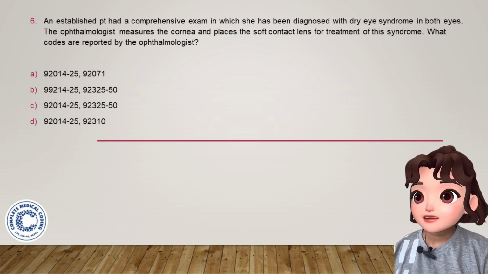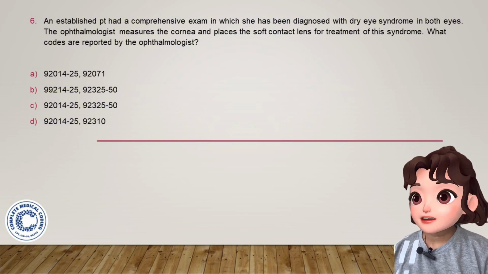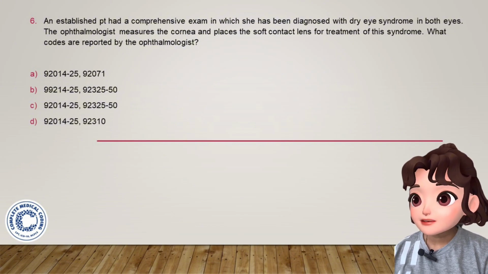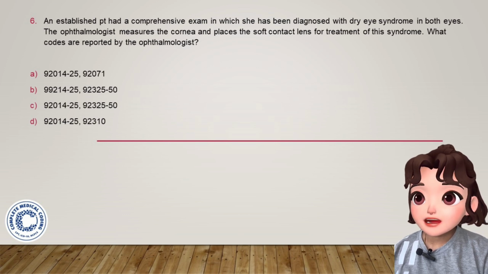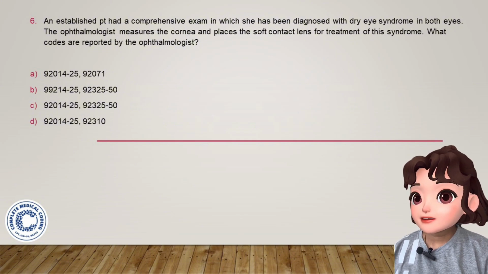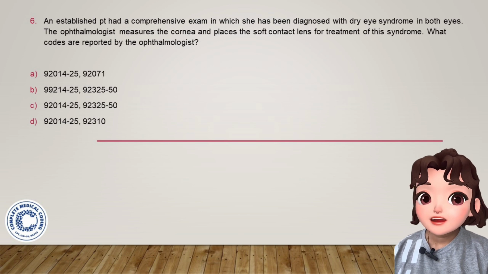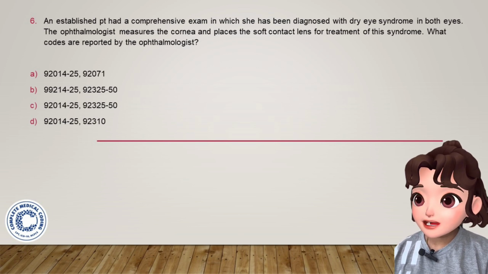So this is a consultation of an established patient, comprehensive examination. And then the ophthalmologist fitted, measured the cornea and placed the soft contact lens. Fitted, like placed the contact lens. Okay. Let's move to the options one by one. First one, 92014. Just take CPT code 92014.